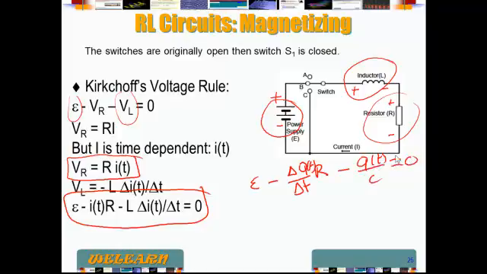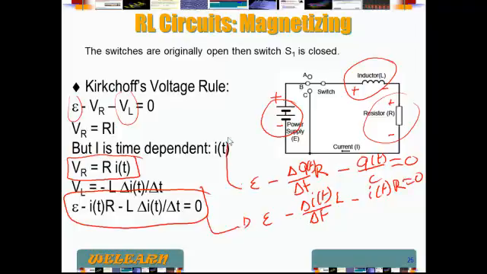Now here, it's very much the same equation. If I'm going to rearrange it, we have E minus L delta I of T over delta T minus I of T R is equal to zero. I just rearranged that equation.